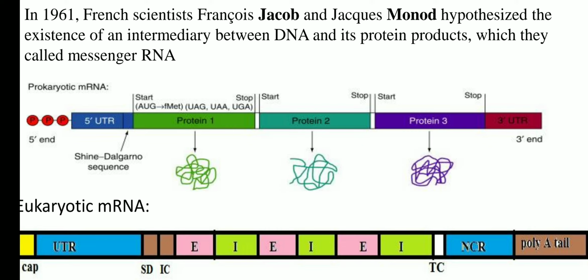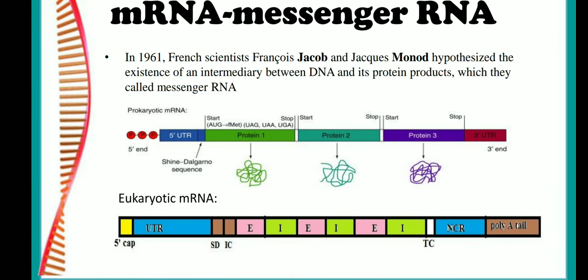Poly means many. Once more than one polypeptide is synthesized by a prokaryotic mRNA, the prokaryotic mRNA will end at the 3' end. At the 3' end there is a UTR region, which is again an untranslated region. So this is about the prokaryotic mRNA.